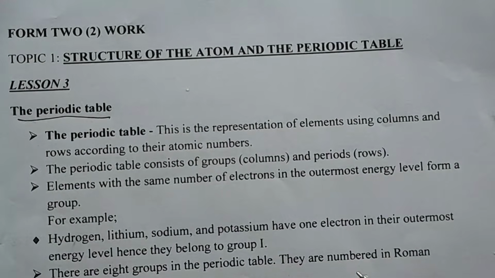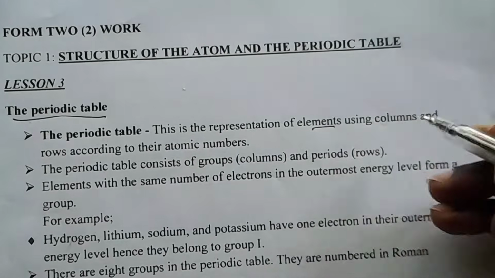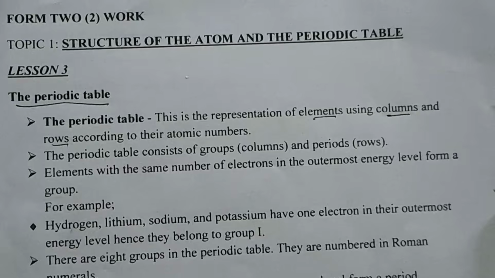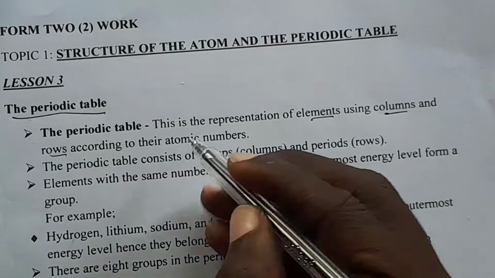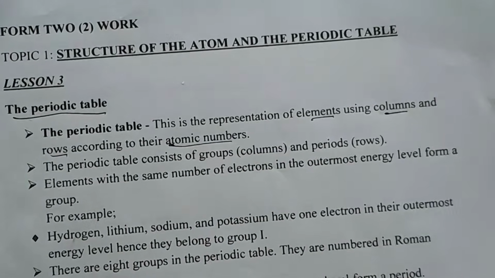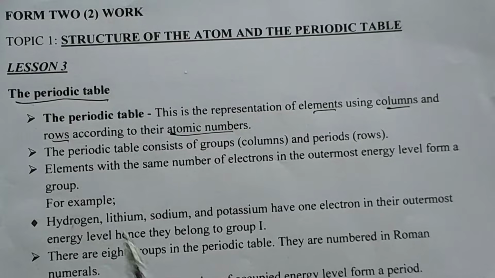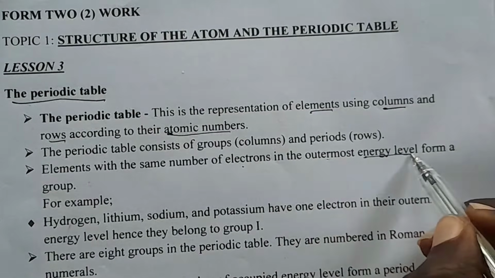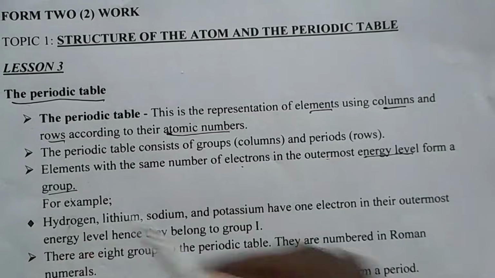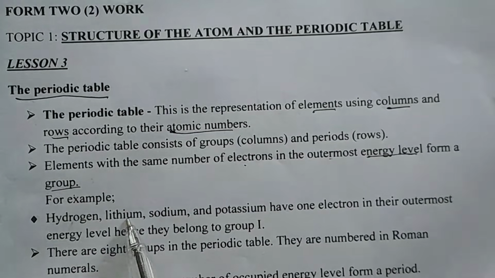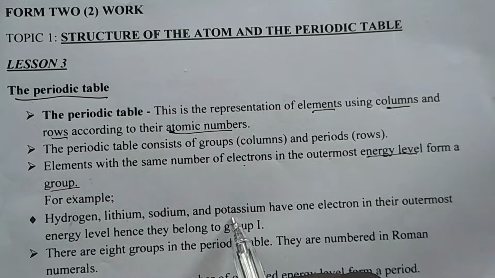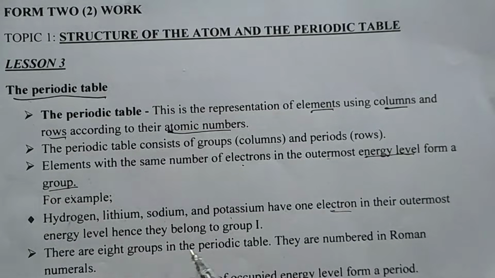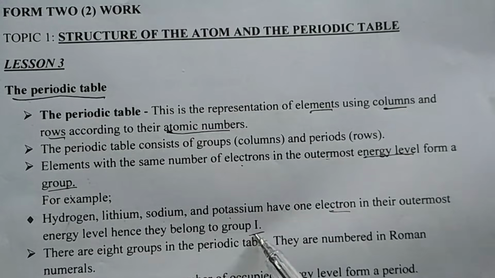The periodic table is the representation of elements using columns and also rows, and they are representing these elements according to their atomic number. So elements with the same number of electrons in their outermost energy level form a group. For example, hydrogen, lithium, sodium, potassium have one electron in their outermost energy level. Hence, they belong to the same group, which is group 1.